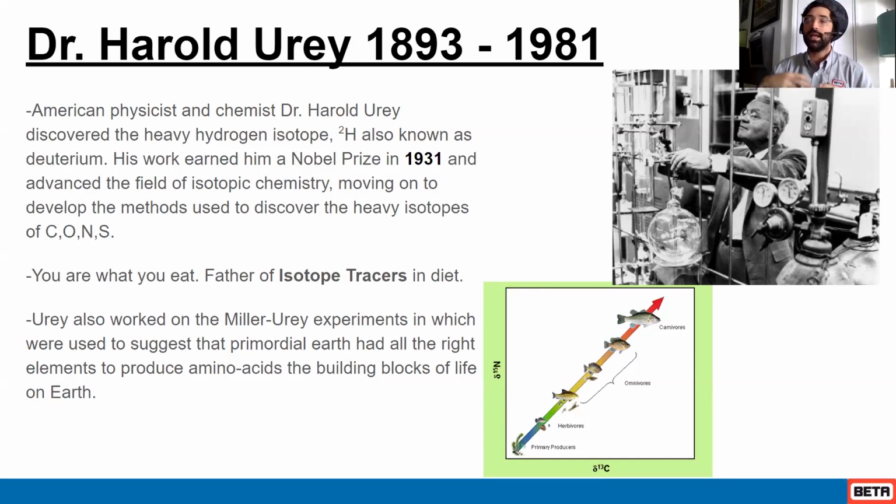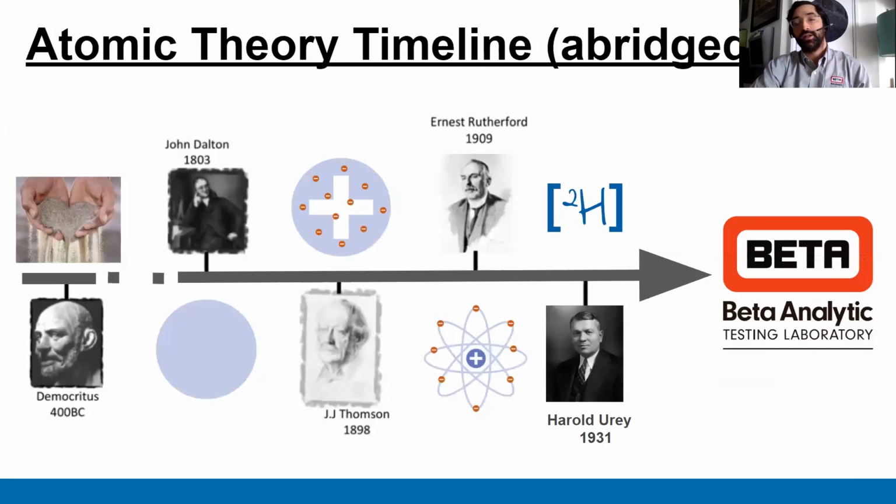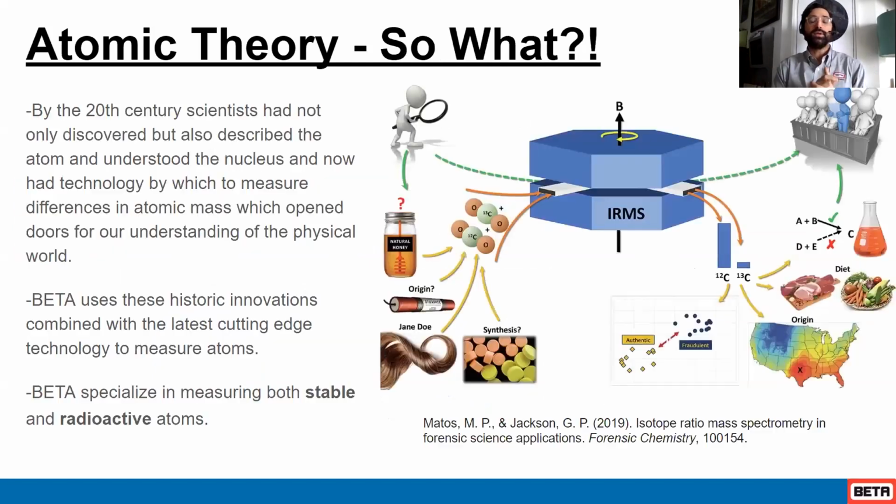And that really takes us to the point of being able to provide the services that we provide today. So, we are on the shoulders of giants, as they say, as I think Einstein said. Anyhow, Beta Analytic uses all of this information, but for what? To what end, right? So why did I bring up all this atomic theory? Well, what we do is we use all these historic innovations and cutting-edge technology to measure these atoms. And in doing so, we can answer a variety of questions.